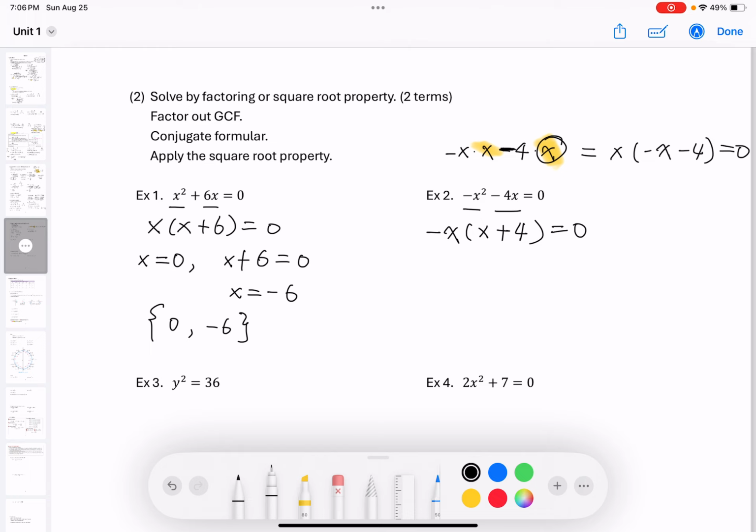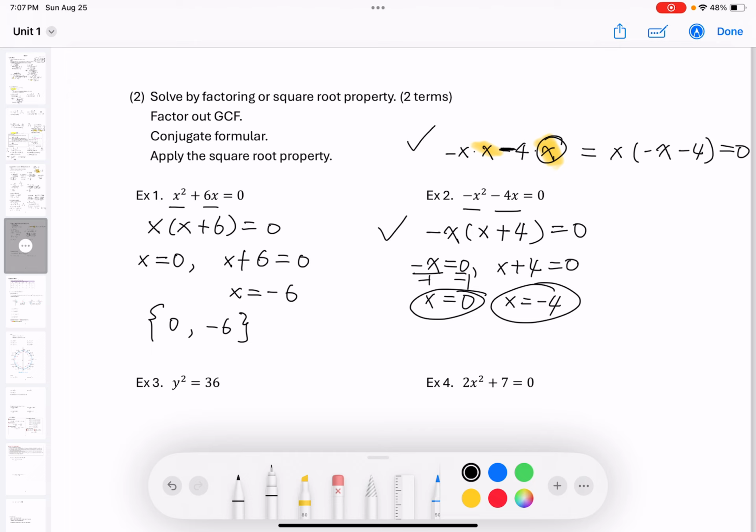So if I'm following this method, negative x is equal to 0 or x plus 4 is equal to 0. So x is equal to 0 because you can divide both sides by negative 1. 0 over negative 1 is 0. Minus 4 both sides, x is equal to negative 4. We got two solutions.